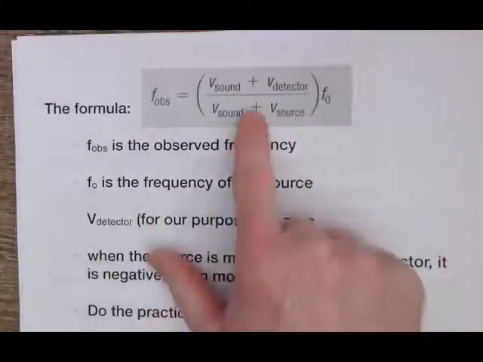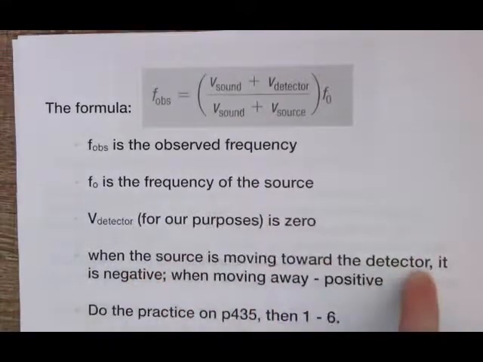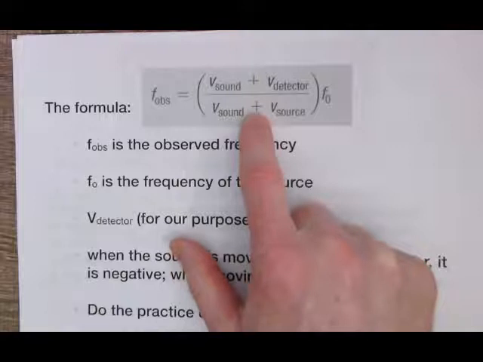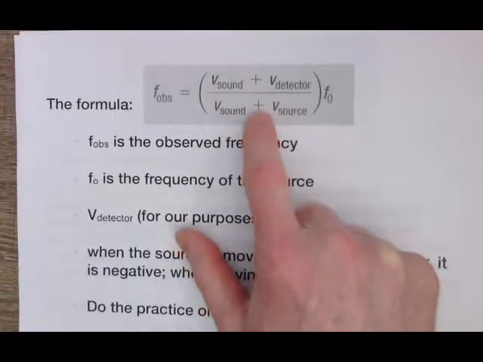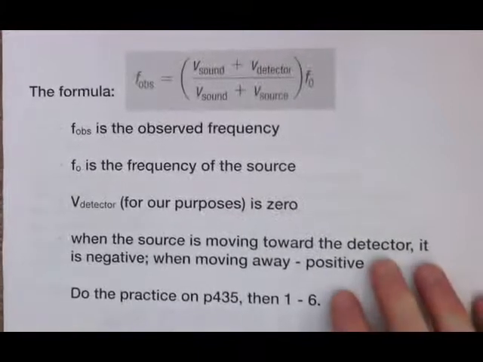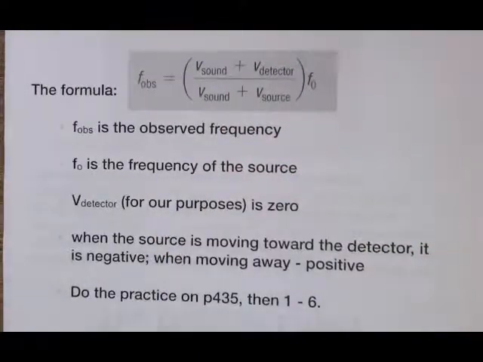But here's the one little trick about that plus sign. When the source is moving toward the detector, that's negative. Okay, so make a note as you need. When the source is moving towards the detector, that's negative. When moving away, it's positive.